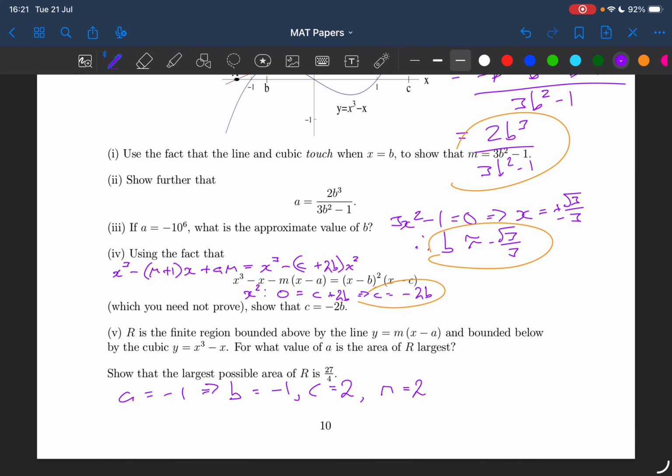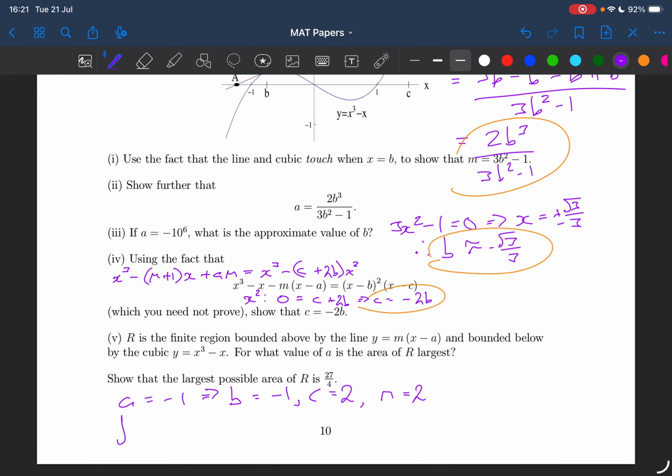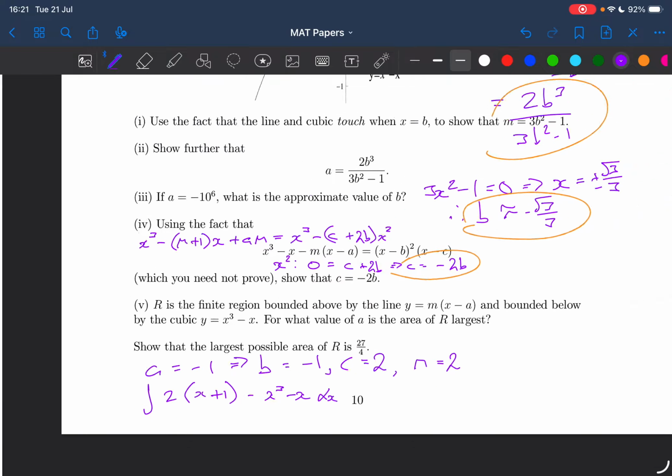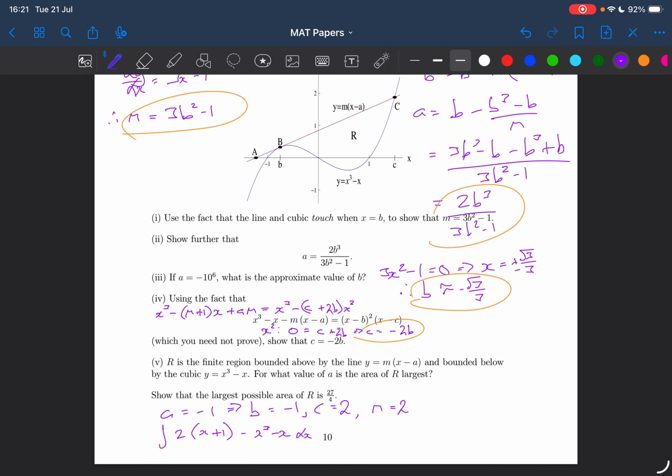So that's everything we have. We want to find the largest value of R then. So that's the difference between the straight line, i.e. 2 lots of x plus 1, and the cubic we have, x cubed minus x. I'm integrating that from where they intersect at -1 up to 2.